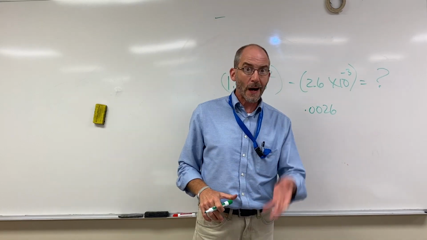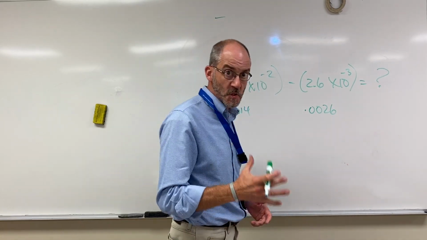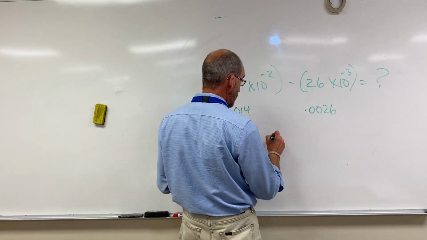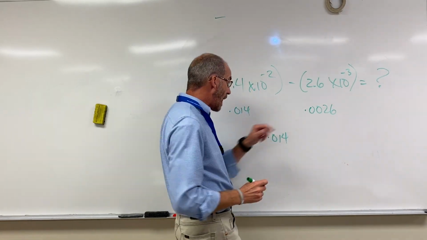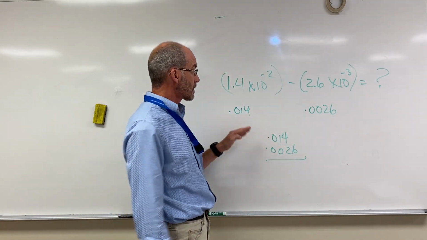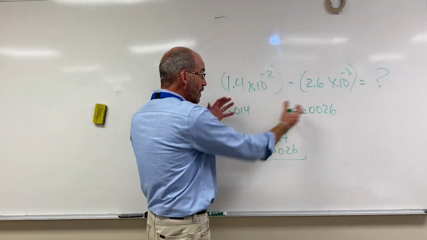All right, so here's the value for this, and here's the value for this. Now, why am I showing you this? Well, it's simple. Because we can do the math if you'd like, and we could say 0.014 minus 0.0026. Okay, we can do that. We can do the math.